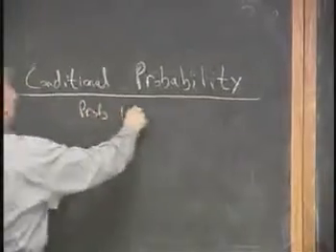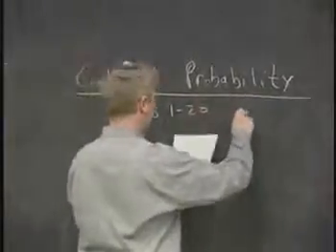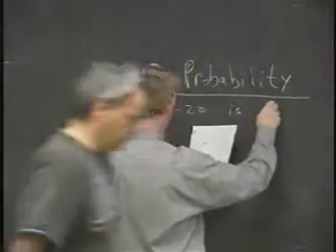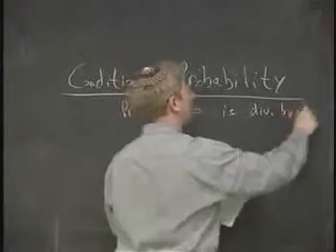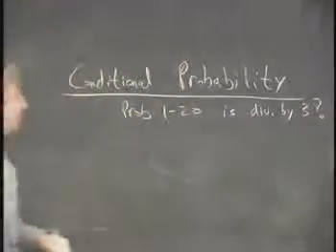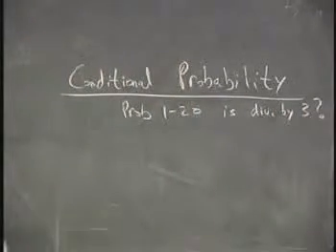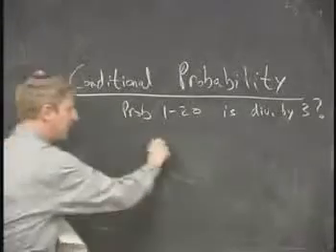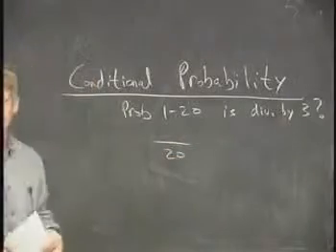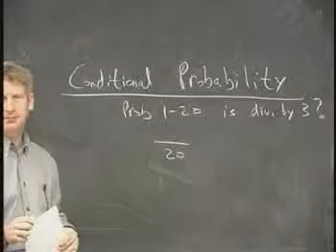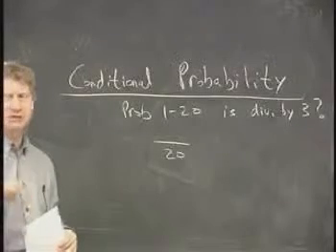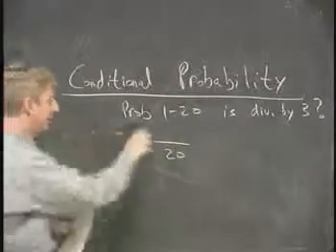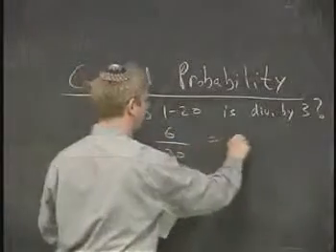What's the chance a number from 1 to 20, inclusive, for those of you who don't like the word between, is divisible by 3? What's the probability a number 1 to 20 is divisible by 3? There's 20 possibilities for the number. How many of them are divisible by 3? 3, 6, 9, 12, 15, 18. That's 6, so 3/10.